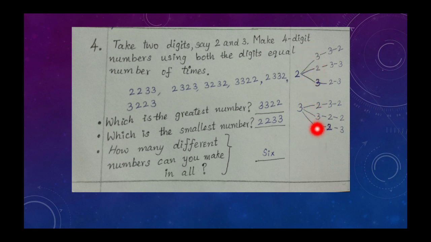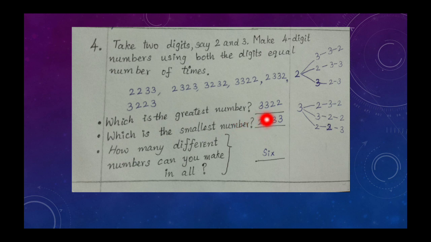6 ways are possible. Write all the numbers: 2, 2, 3, 3. This combination. Then 2, 3, 2, 3. This combination. 2, 3, 3, 2. It's here. 3, 2, 3, 2. This combination. 3, 3, 2, 2. Here. And 3, 2, 2, 3. The last combination. Okay.